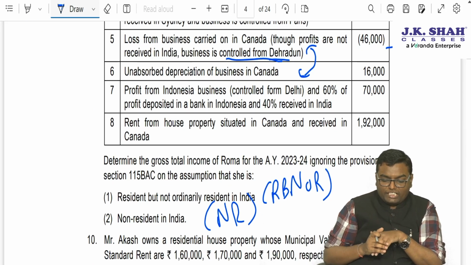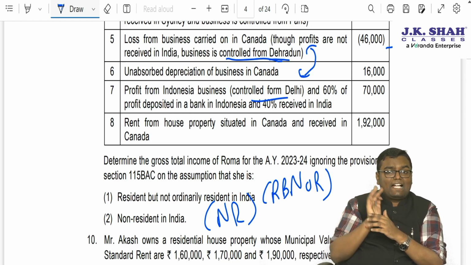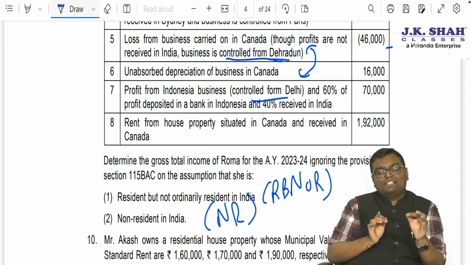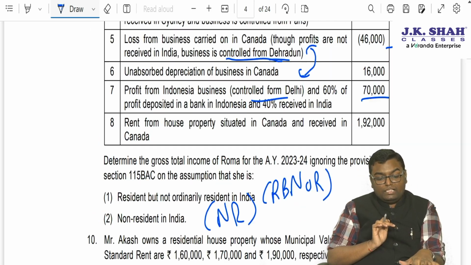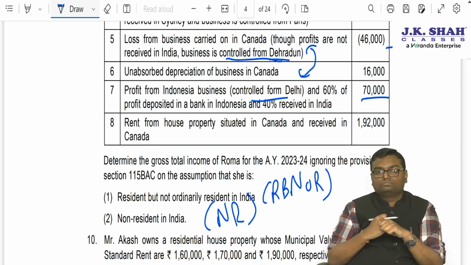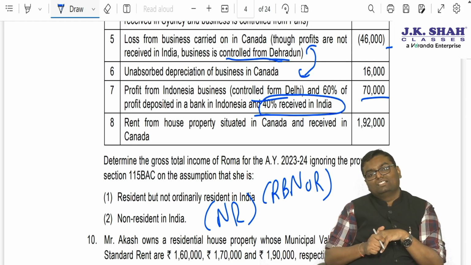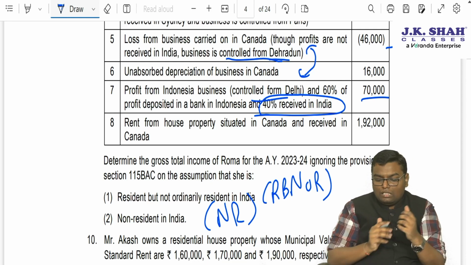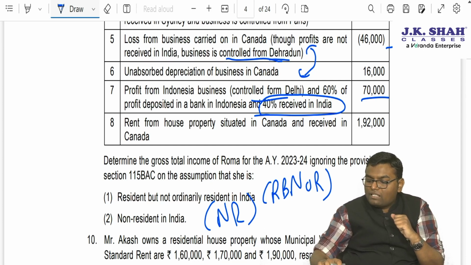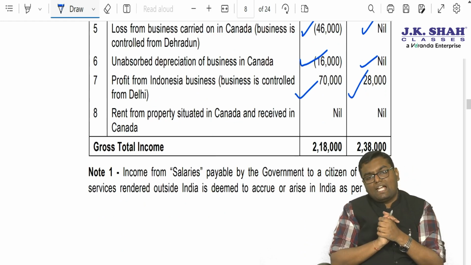Then profit from Indonesia business, controlled from Delhi. Now can I say if the business is controlled from India, it will be fully taxable to RBNOR in India. So first of all, 70,000 fully taxable to RBNOR. Now generally this kind of business is not taxable to non-resident. But see what mistake he has done. 60% of the profit is deposited in a bank in Indonesia, but 40% received in India. Now whatever income you have received directly in India, that is taxable even to non-resident also. So 70,000 into 40%, how much profit you have received directly in India? 28,000. Then 28,000 will be taxable to non-resident in India.